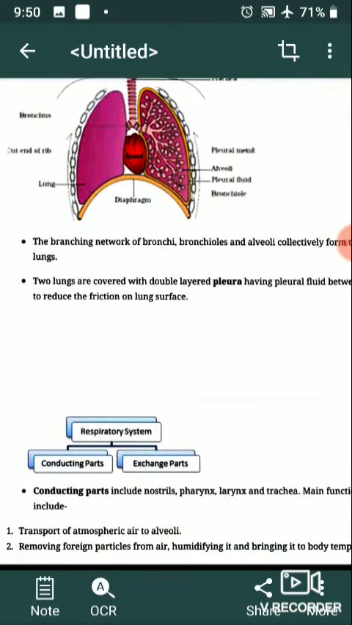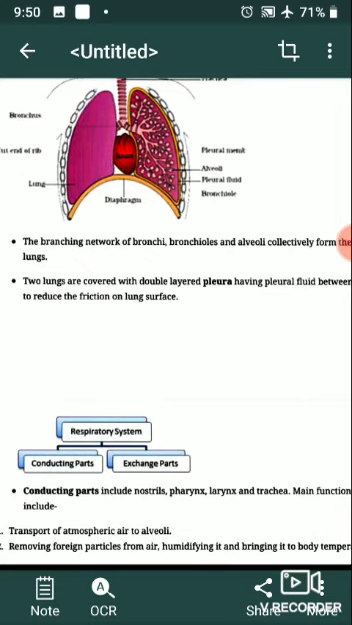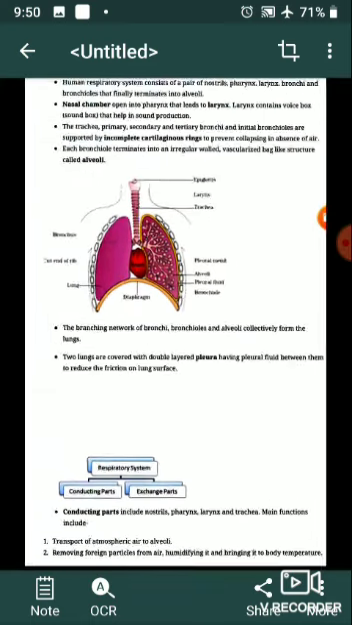Respiratory system: conducting parts and exchange parts. Conducting parts include nostril, pharynx, larynx, trachea. Main functions include transport of atmospheric air to alveoli and removing foreign particles from the air, humidifying it and bringing it to body temperature.